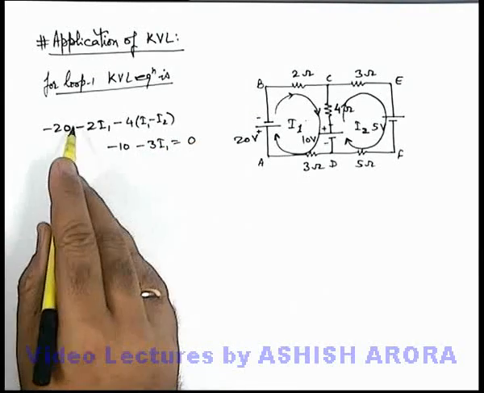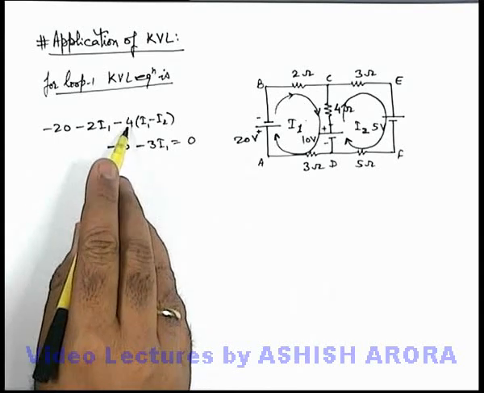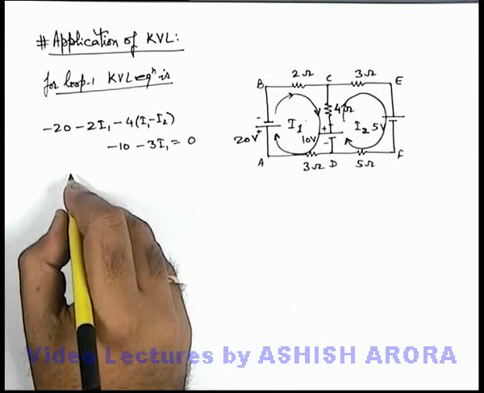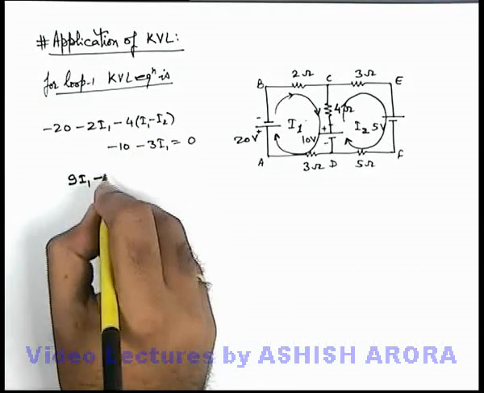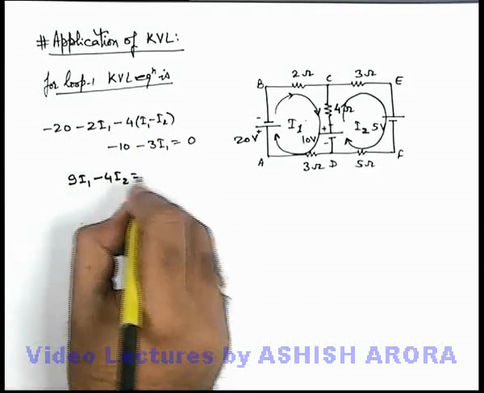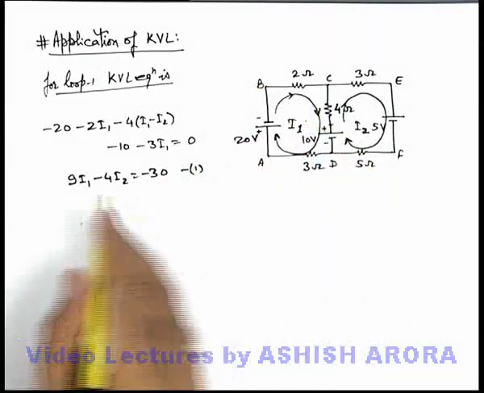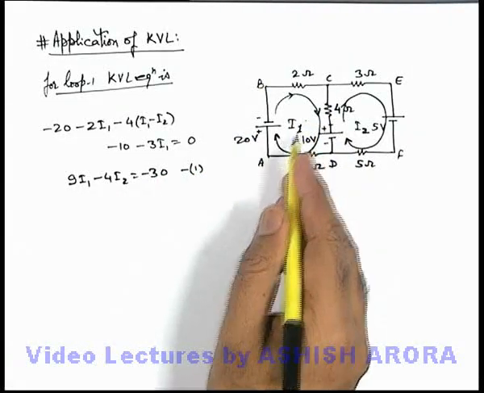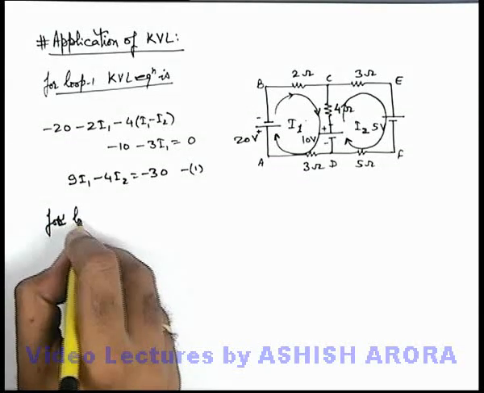So on simplifying this equation, you can see what we are getting. It will be 4 plus 2, 6 plus 3. This will be 9I1 minus 4I2 equals minus 30. This is the first equation for the loop, which is relating I1 and I2. Similarly, we write for loop 2.